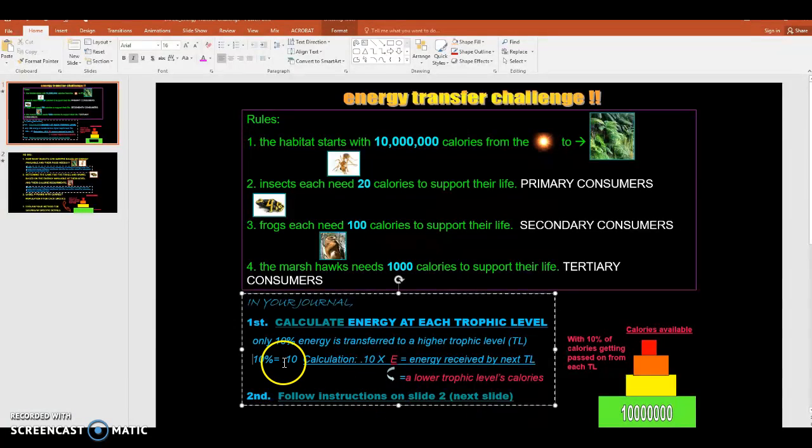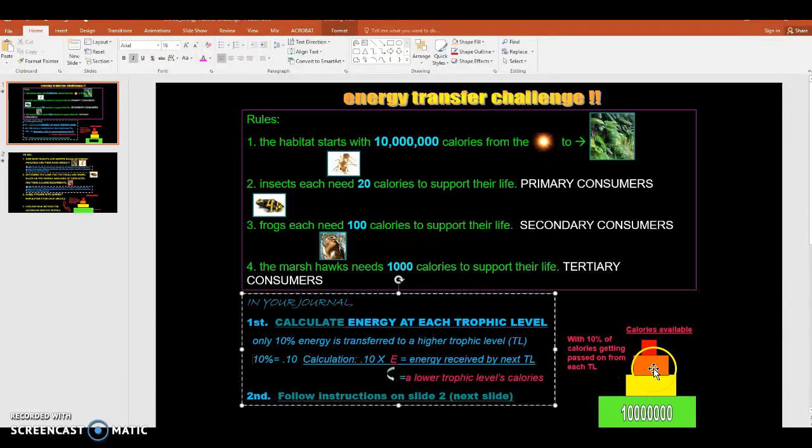In your calculator on your phone, you would get 0.10. 0.10 equals 10%. So the calculation is 0.10 times the energy at that lower trophic level. To calculate the calories available here, we need to take the lower trophic level energy, which is 10 million, and multiply it by 0.10, which is 10%. The number we would get is the energy received by this next trophic level. So it'd be 0.10 times 10 million, and that value would be placed at this next trophic level above.